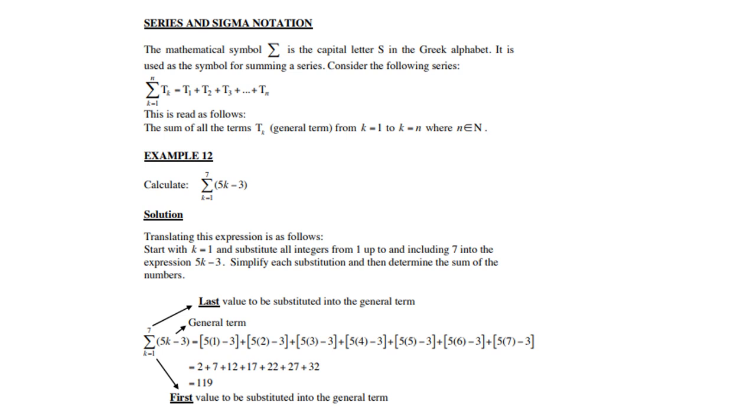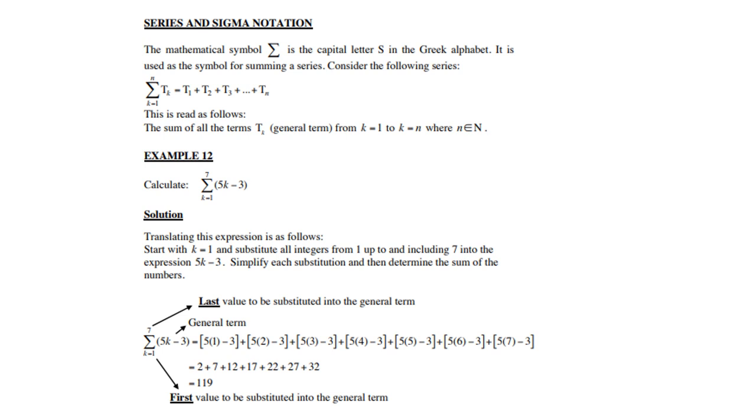Now, what does it mean? It means it is term 1. So it starts at 1 because k is 1. Is it clear? So it's term 1 plus term 2 plus term 3, etc. And it ends with term n. So that means the bottom value, k equals 1, is where you start, and the top n is where you end. And we use a plus because it is a sum.